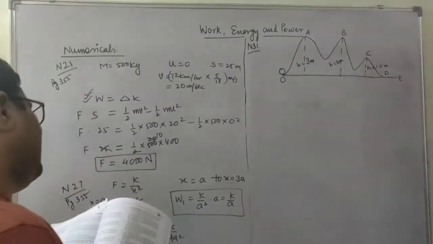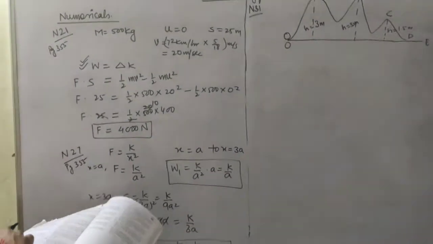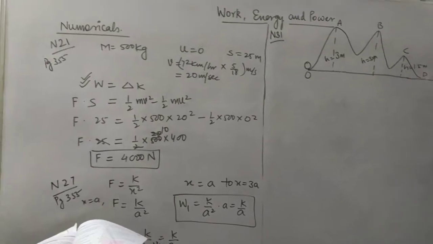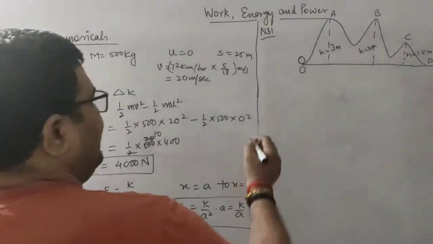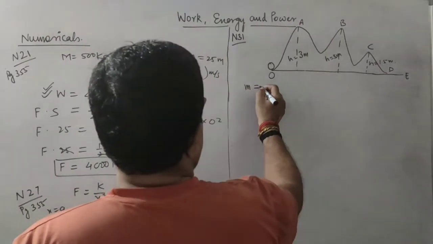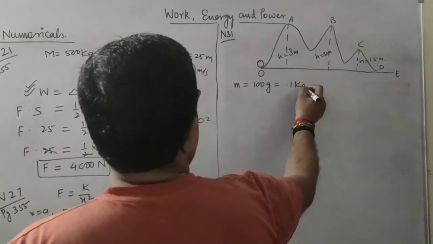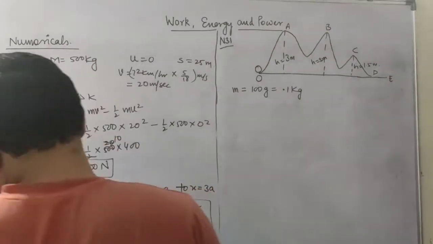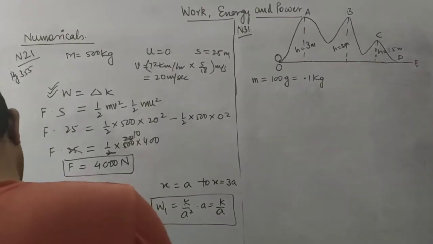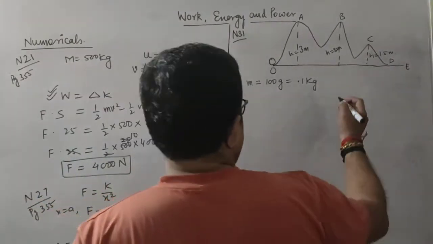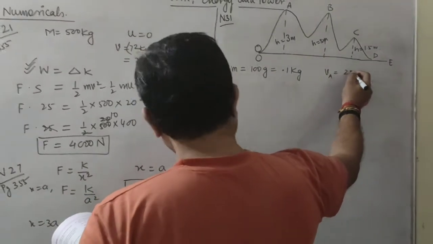So now the question is, you have a small ball at O of mass 100 gram. 100 gram means how much in kilogram? 0.1 kilogram. It starts at point A with a speed of 2 meter per second. So at A it has a velocity of 2 meter per second.